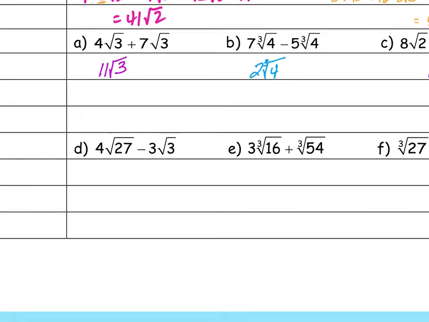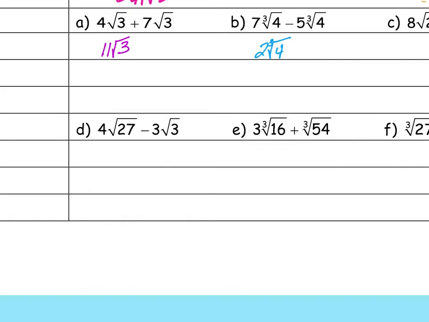And then once we get down to D, E, and F, we don't have like terms anymore. We have to get like terms. So 27 is 3 times 9. I don't know why I didn't write it that way. So that's 4 times 3 square root of 3 minus 3 square root of 3, or 12 square root of 3 minus 3 square root of 3. 12 minus 3 is not 9. 9 square root of 3. Beautiful. And then the cubed root is a little bit harder.